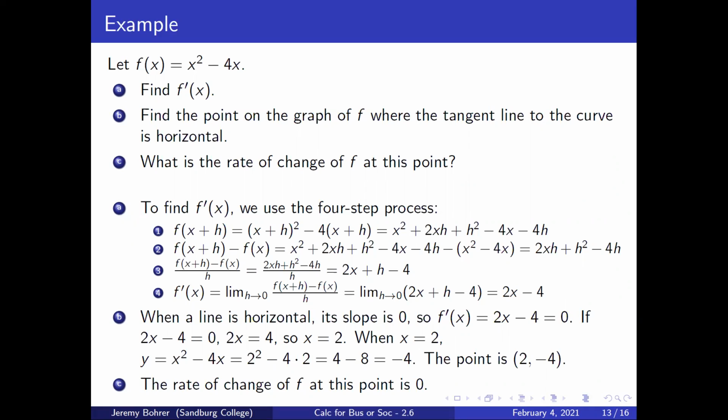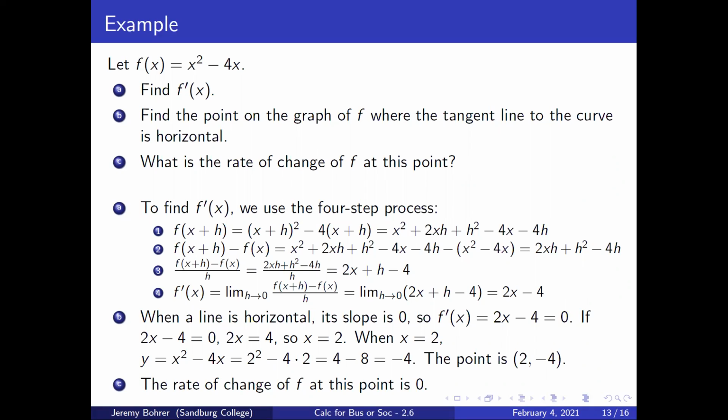f(x+h) minus f(x) over h equals 2xh plus h squared minus 4h over h, equals 2x plus h minus 4. And f prime of x is the limit as h approaches 0 of f(x+h) minus f(x) over h, which is equal to the limit as h approaches 0 of 2x plus h minus 4, which is 2x minus 4.